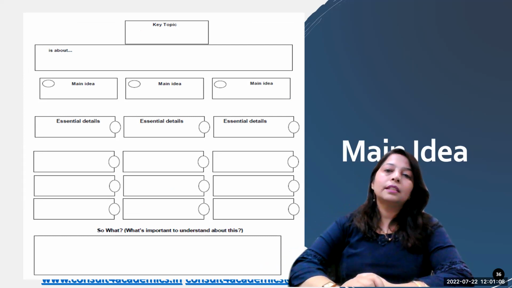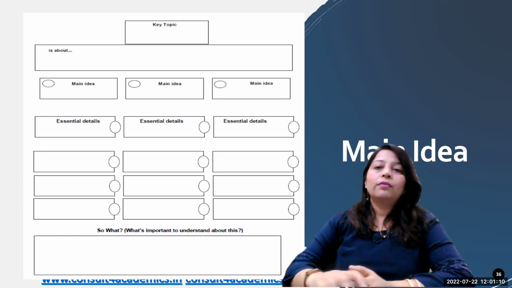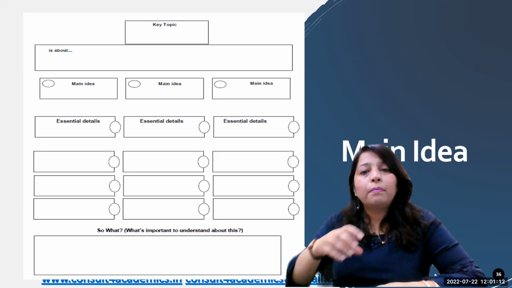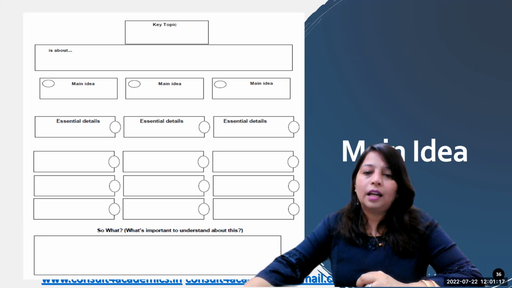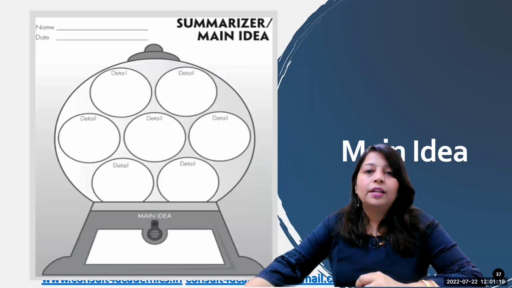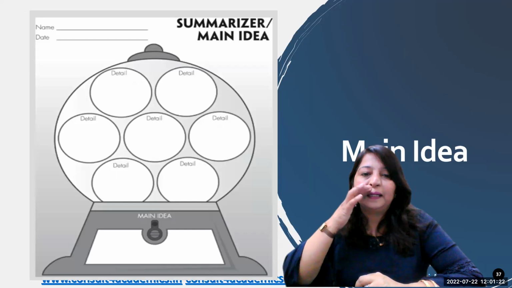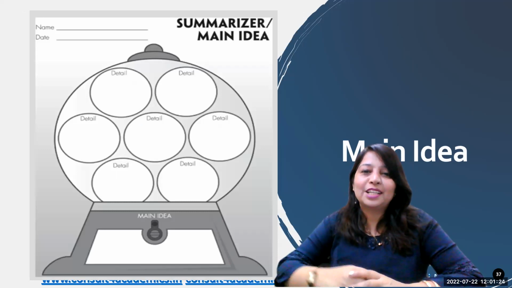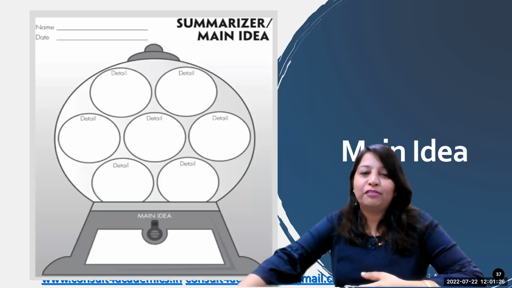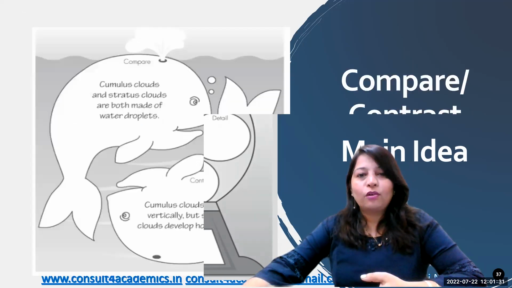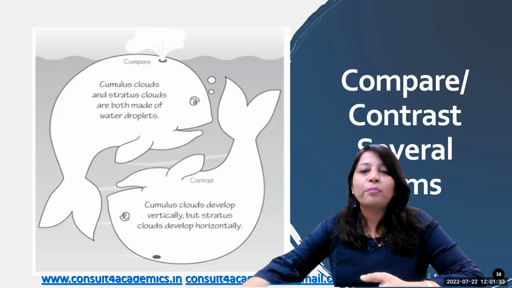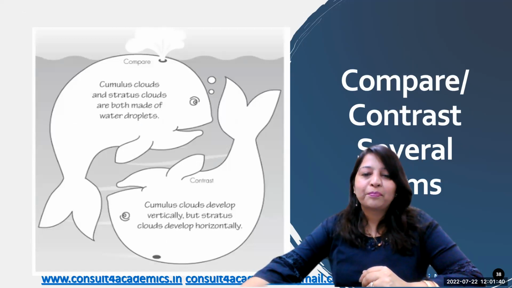See, let me tell you, this is a very good strategy in which they'll be able to conclude the main idea by writing all the essential information, the different ideas that they are learning in the classroom through interaction. Now, summarizing main idea, that is another pictorial presentation. You can use any kind of image to give that kind of graphic organizer to your students. And this is compare and contrast as well, how they are same and how they are different, right?